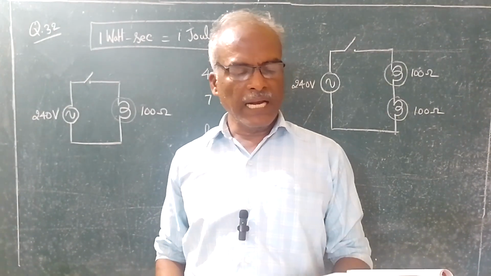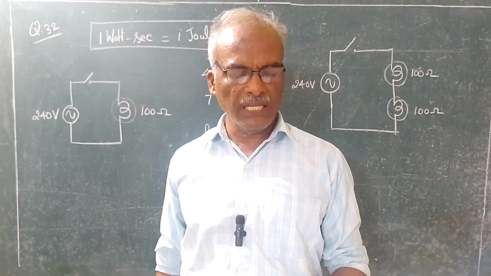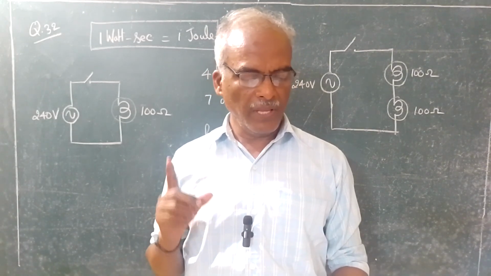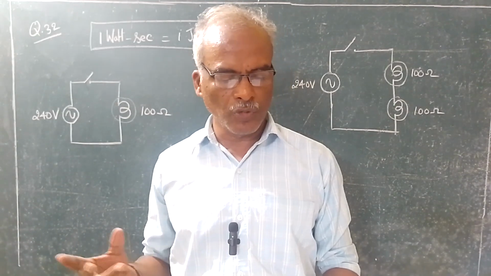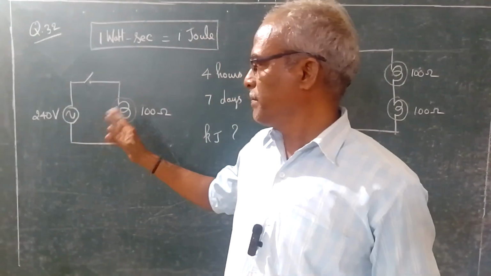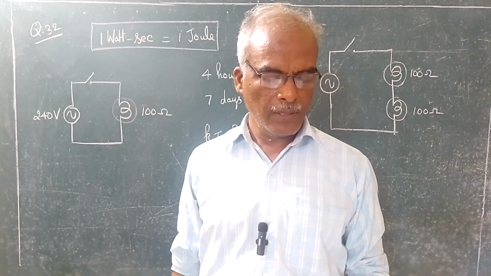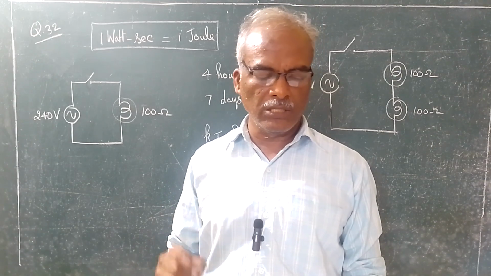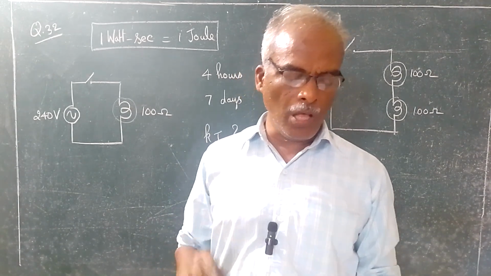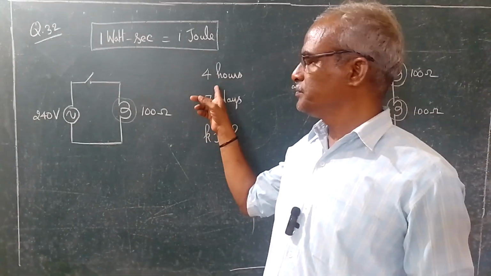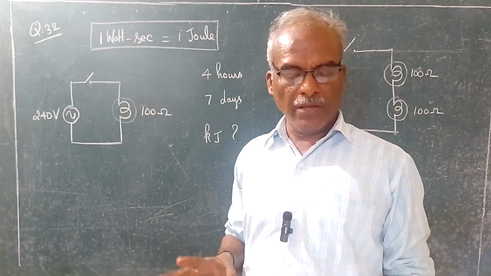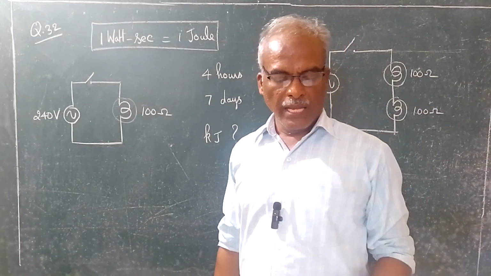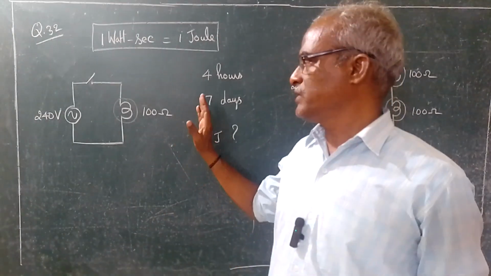Kaveri conducted an experiment to study the energy efficiency of different bulbs. She connected a bulb A having a resistance of 100 ohms to a 240 volts power supply in a laboratory. Question 1. How much energy will be consumed by the bulb if it is kept on for 4 hours each day for a week? So 7 days, 1 week, 7 days. Express your answer in kilojoules. This is the first part of the question.